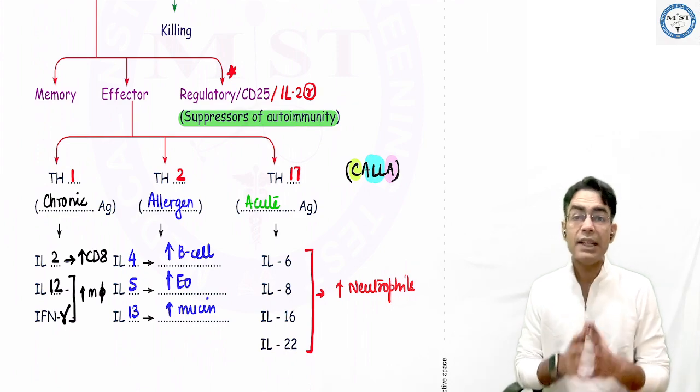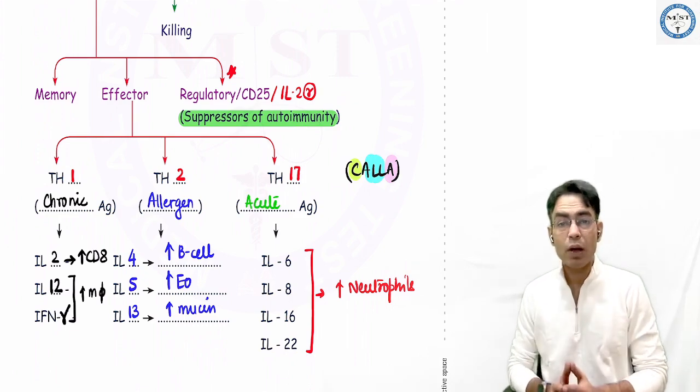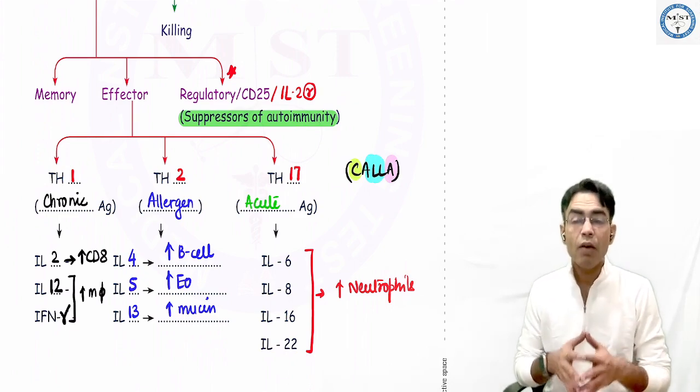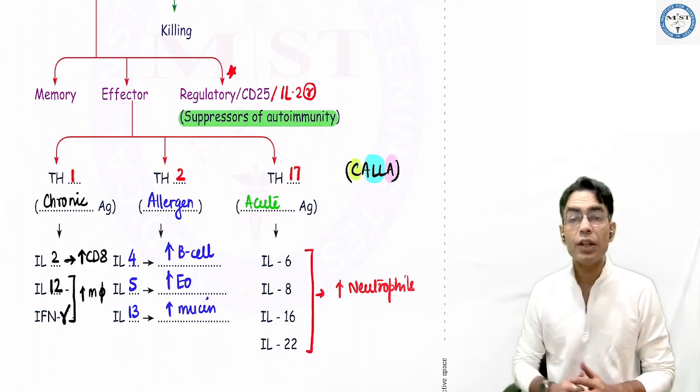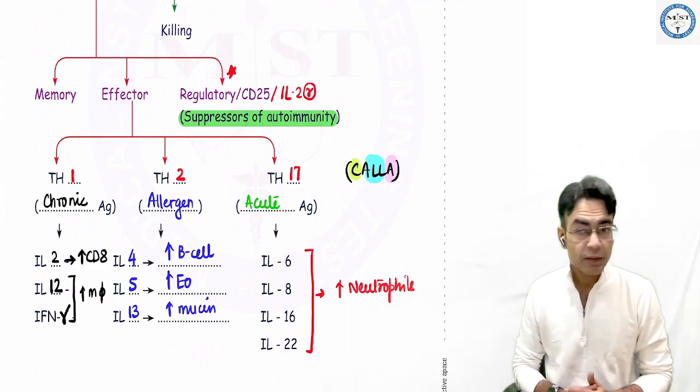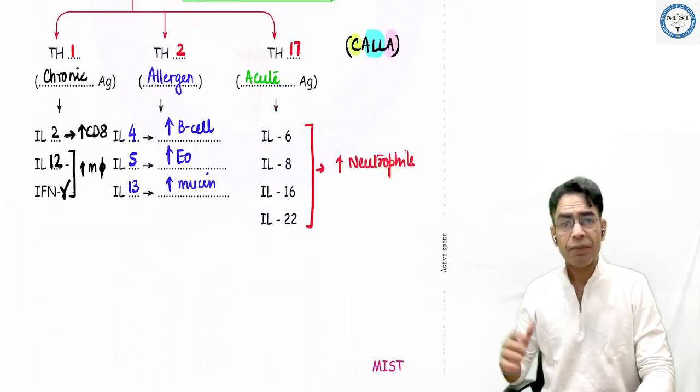Interleukin 2 is against CD8. Interleukin 12 and gamma, macrophage. 4, B cells. 5, eosinophils. 13, mucin. 6, 8, 16, 22, they are against neutrophils. ठीक है, तो ये अपना हो गया.